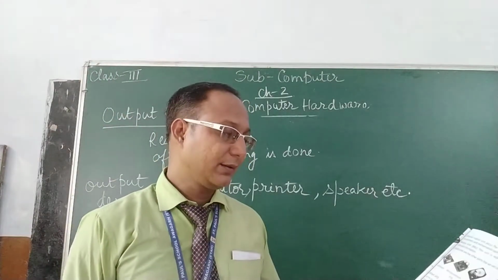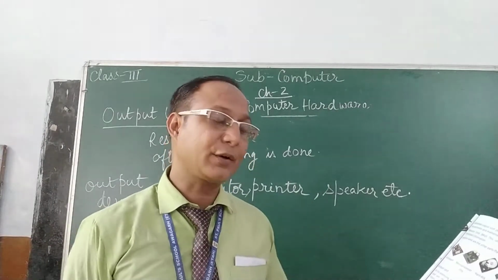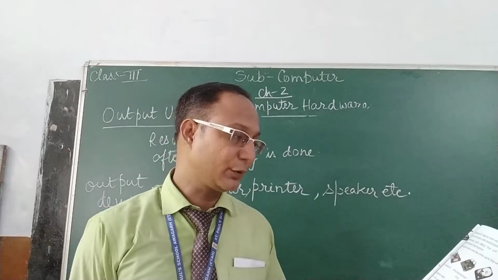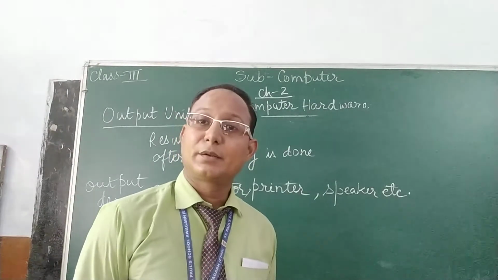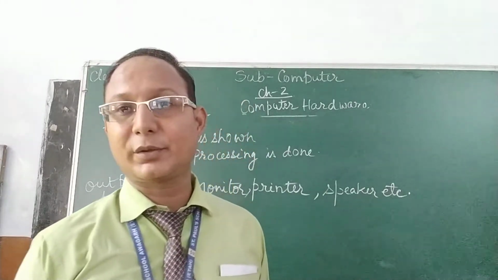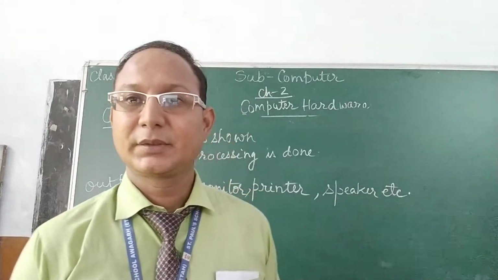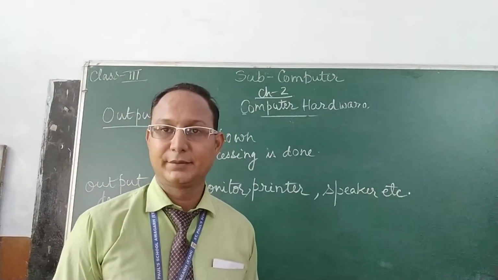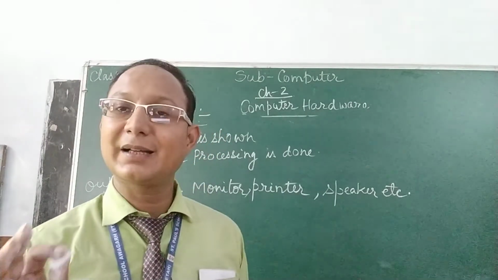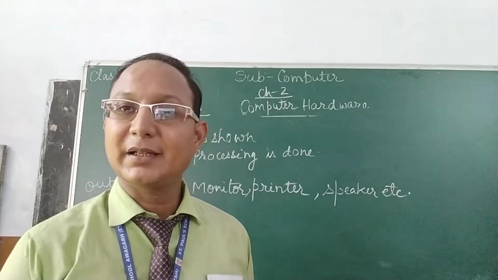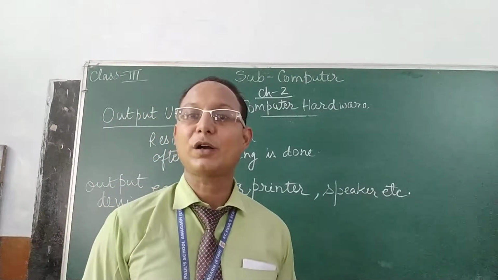Now a monitor is similar to a television. Output displayed on a monitor screen is known as soft copy output. Whatever output we see on the monitor is the soft copy. We can't touch it, we can't feel it, we can only see it and read it on the monitor screen. This is called soft copy.